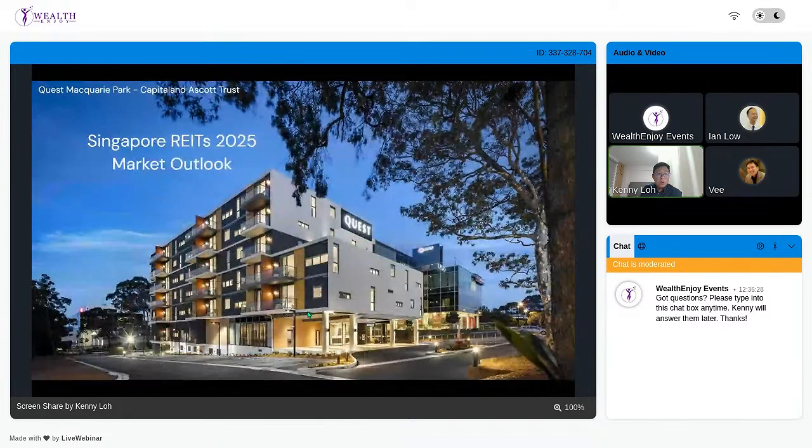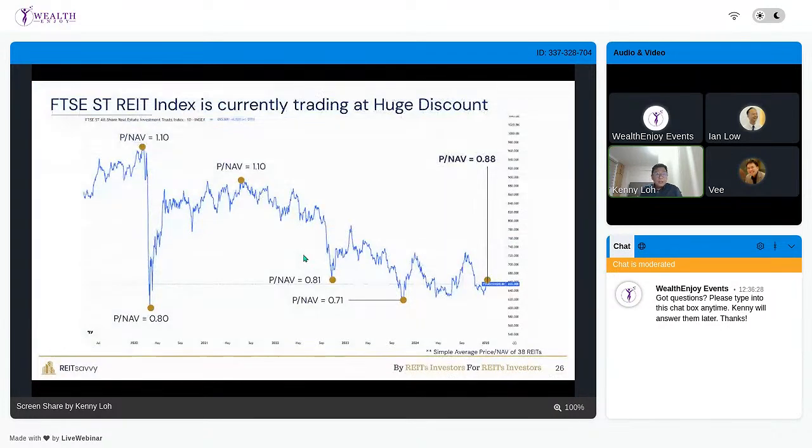Okay, I've gone through this one. So what would be the Singapore REIT 2025 market outlook? Currently, the FTSE REIT index is trading at a huge discount. All right, I'll just go through this 5-year chart. At this low point was the March 2020 COVID crash, right? Before the COVID crash, the whole REIT index was trading at a P/NAV of 1.1. During the crash, the P/NAV was 0.8, right? At the present moment, we are close to the 5-year low due to the interest rate environment, and the P/NAV of the whole REIT sector is about 0.88.